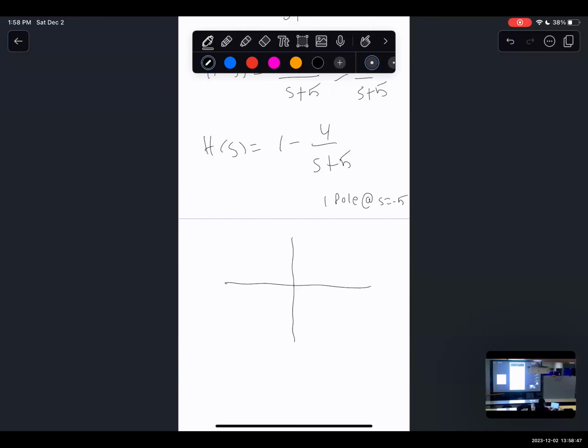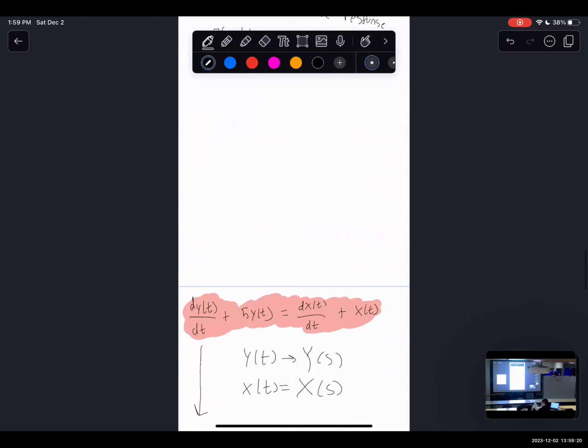How did I get minus 5? I just set this equal to 0, right? So s plus 5 equals 0, s equals minus 5. Okay? So now let's plot this. We have one pole at minus 5. So we have two possible options for our region of convergence. It can be to the right or to the left of this pole. It can never be on it, right? Your whole function will blow up. The region of convergence can never include a pole.